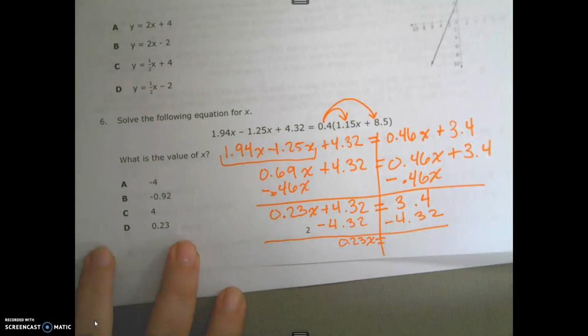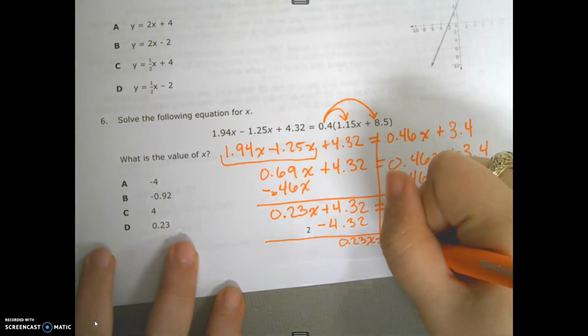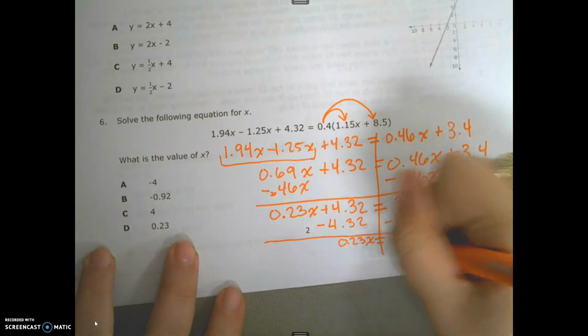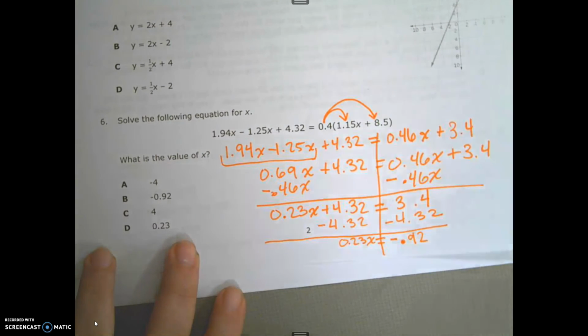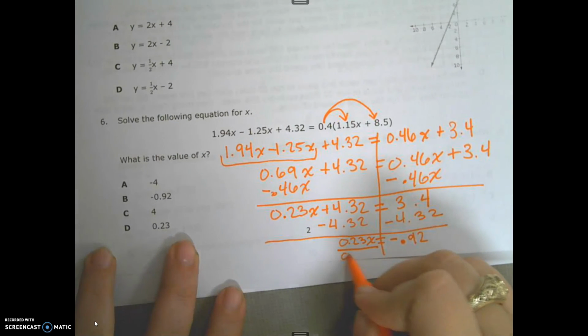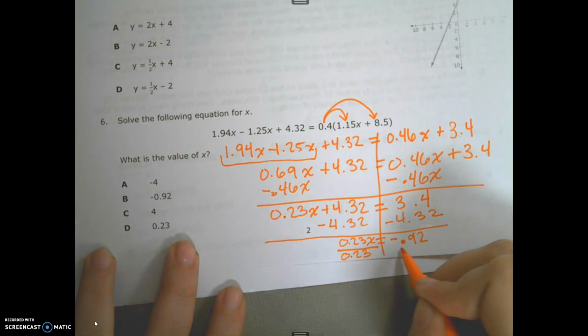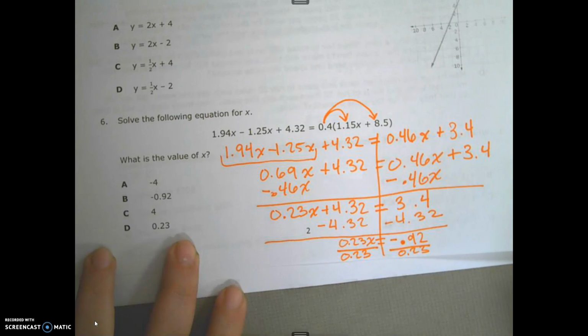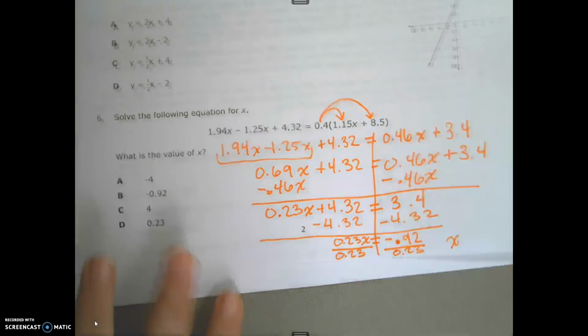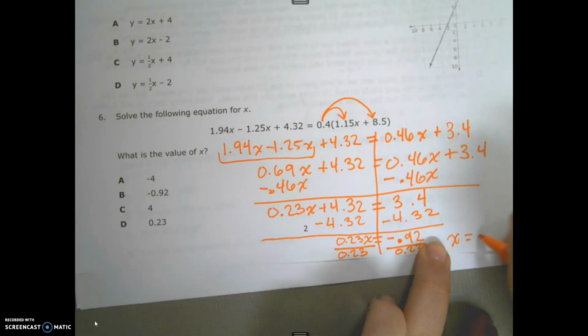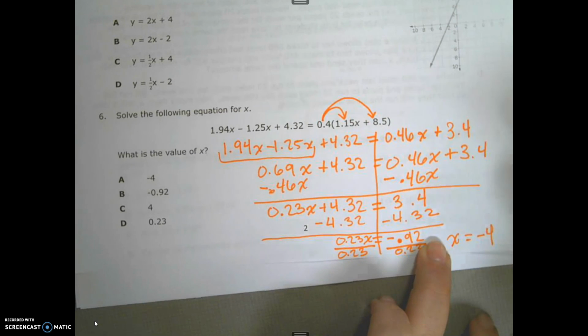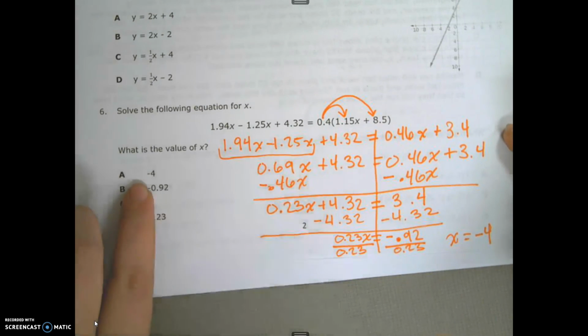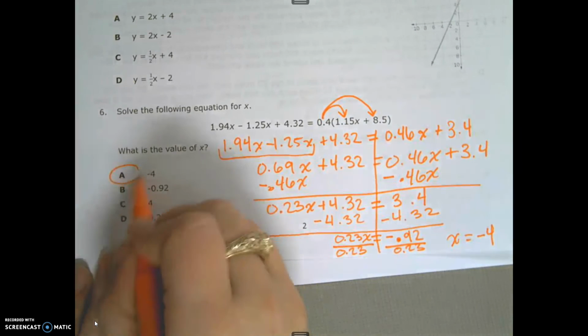one moment, negative 92/100ths. And then I just divide by 23/100ths, and my x will equal a negative 4. Happens to be one of my answer choices, so my answer choice is A.